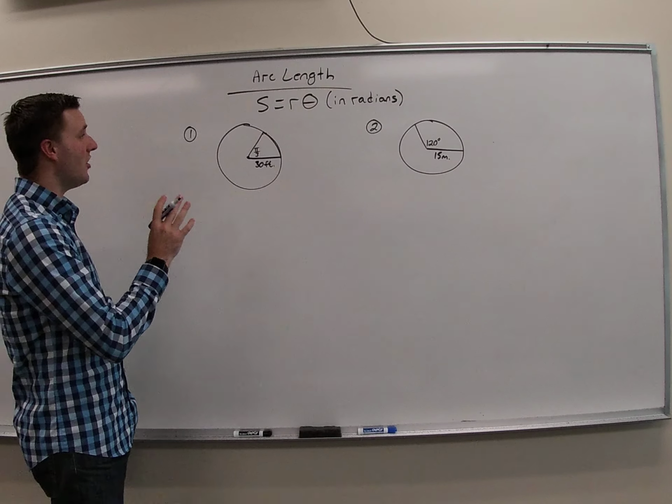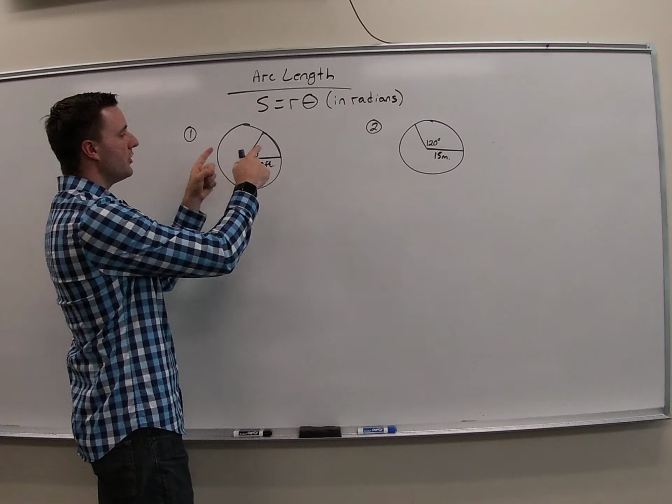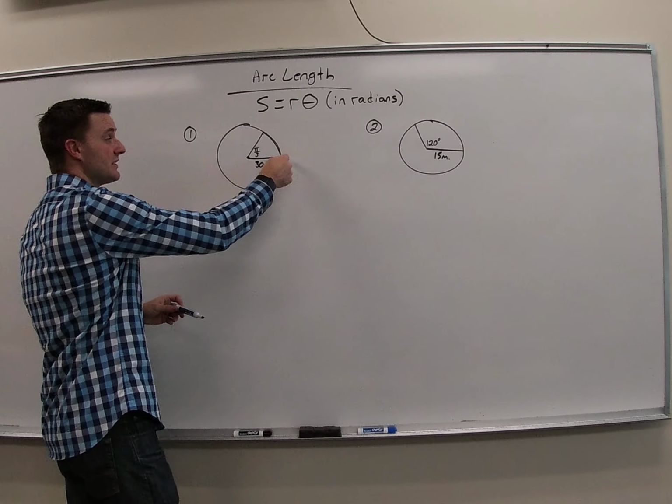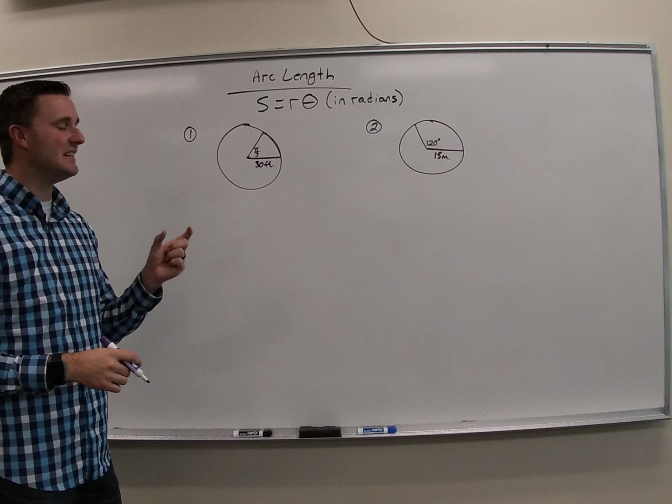All right, today we're going to talk about arc length. Arc length is the distance around just part of a circle. We know circumference is the distance around the entire circle, but what if I only wanted to know the distance around just a piece of it?